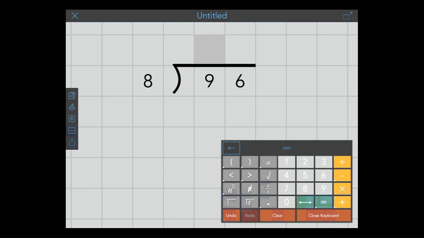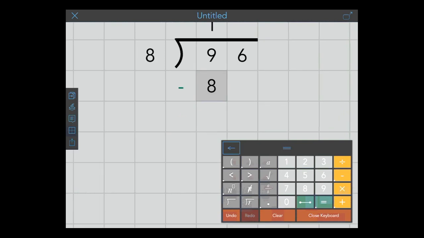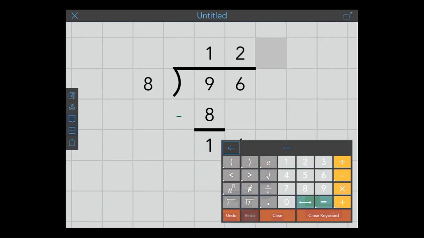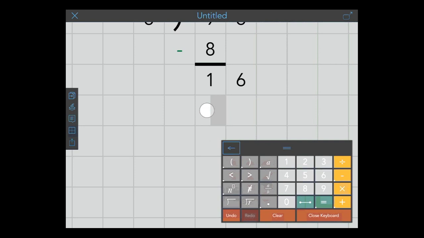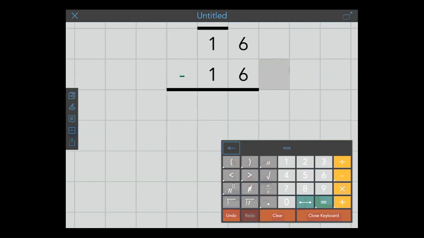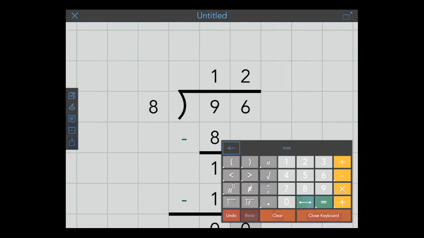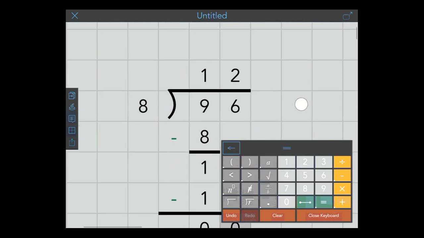So 8 goes into 9 one time. 8 times 1 is 8. That's subtraction. So it did not automatically draw a line underneath, so I'm going to add my own line. Came in perfectly. 9 minus 8 is 1. Bring down my 6. 8 goes into 16 2 times. So I put that up there. 8 times 2 is 16. So it's going to be a subtraction problem. 16, 0, 0. So now I am done, and I have solved that 96 divided by 8 is 12.